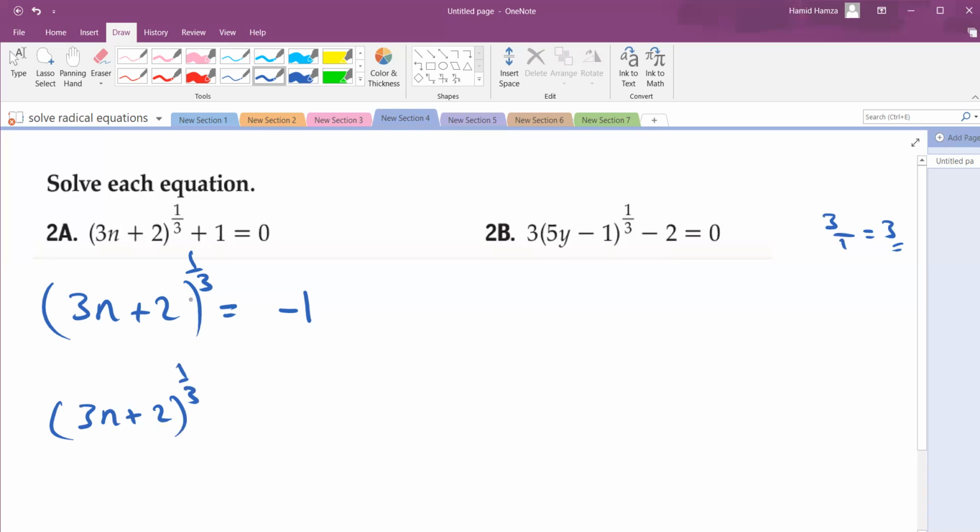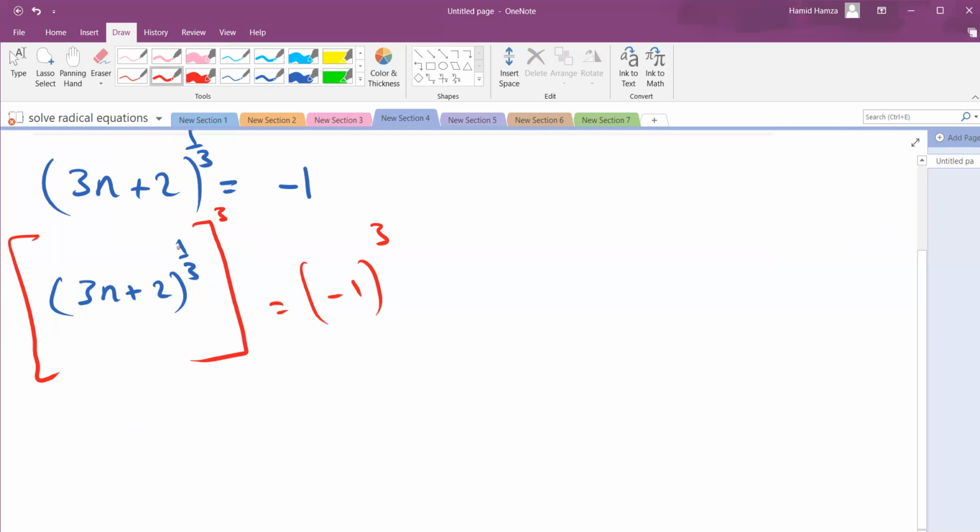So it will be like this: 3n plus 2 to the power 1 over 3, and I raise the equation to the reciprocal of the power, 3 over 1, equals negative 1 raised to power 3. If you have power and power, you should make them one power. So I multiply them: 3 multiplied by 1 over 3. The answer will be 3n plus 2 to power 1.